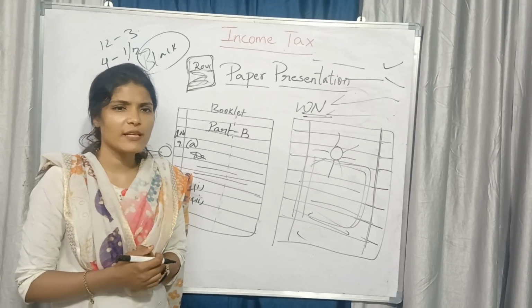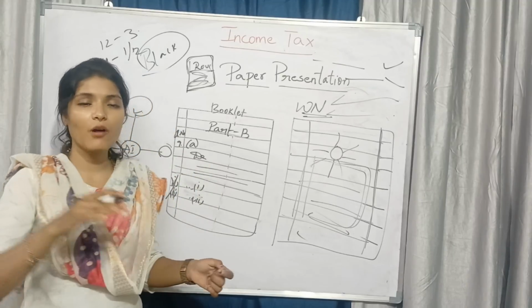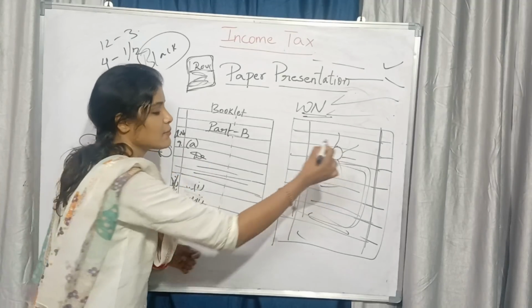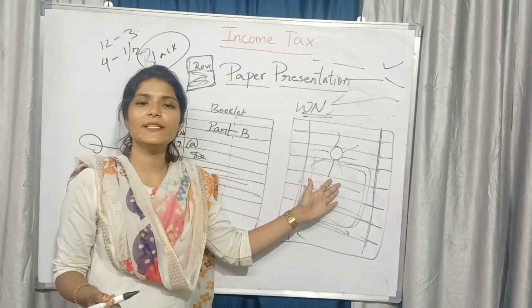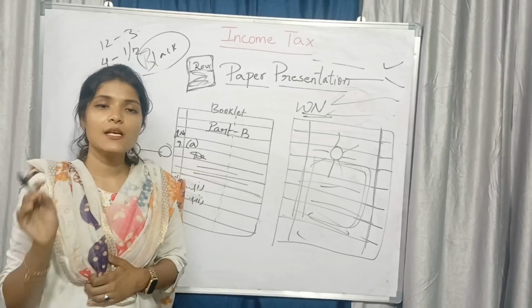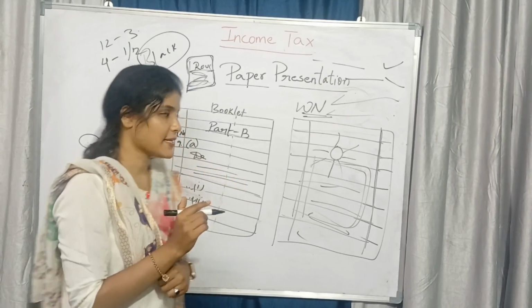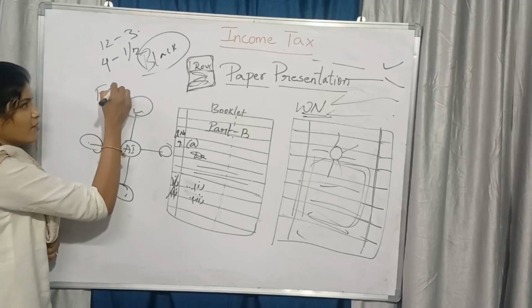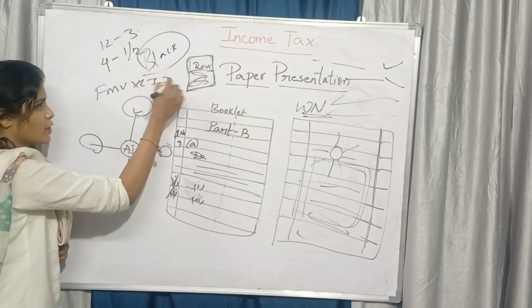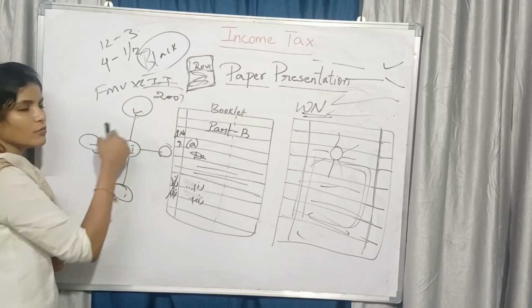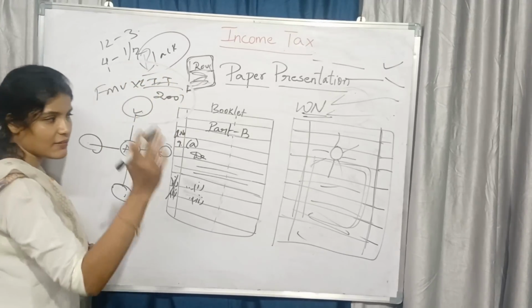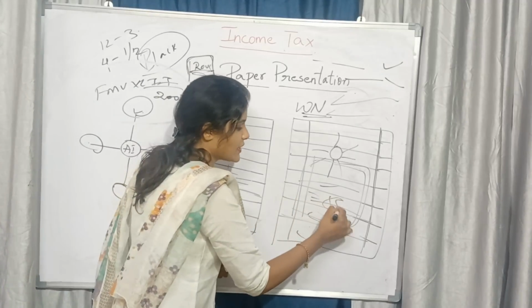Some students substitute the formula in the rough work and put only the final answer in the booklet. That time your marks will be deducted. Mainly they will check the substitution. For example, the formula is FMV into CII of year of sale over CII of 2001-2002. They do all these things in the rough work and put only the final amount, 58, here.